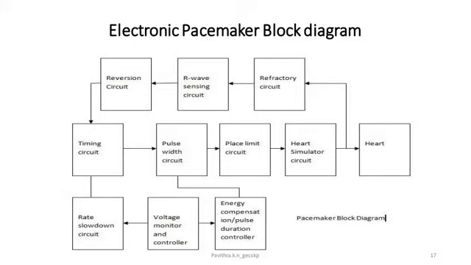Next is the pulse width circuit. The stimulating pulse duration is determined by the pulse width circuit, and it is triggered by the output from the timing circuit. The output of the timing circuit is given to the pulse width circuit, therefore it is triggered by the timing circuit signal. The pulse width circuit is also an RC circuit like the timing circuit, and its output is fed into the phase limiting circuit.